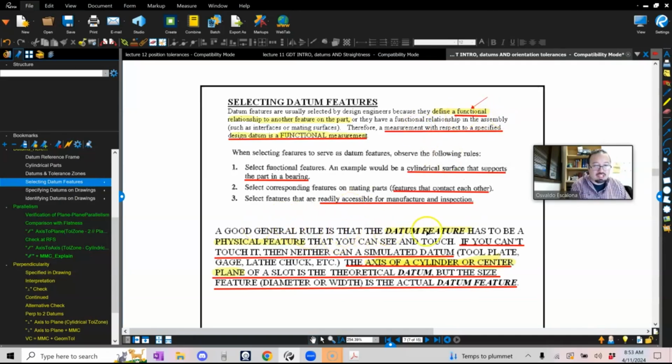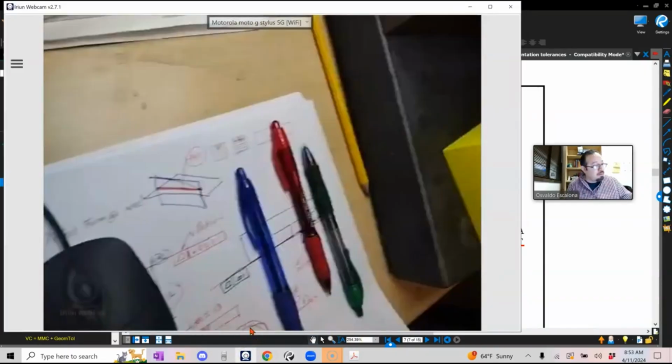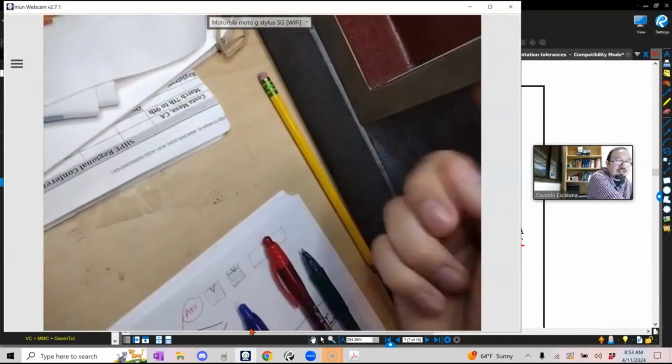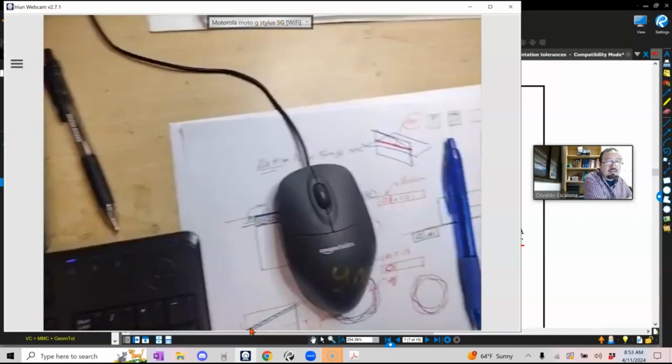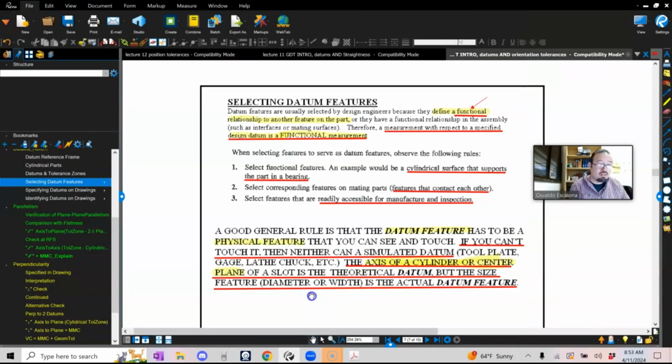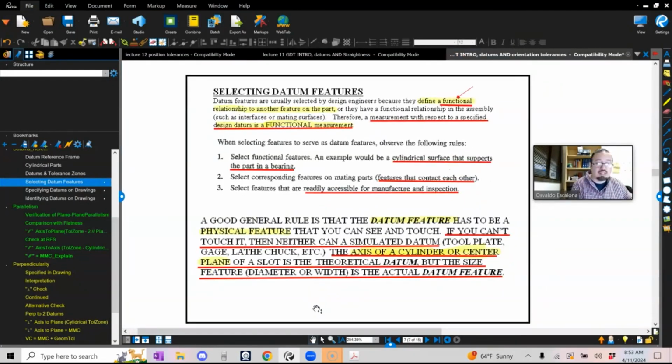A good general rule is that the datum feature has to be a physical feature that you can see and you can touch. Yes, just like an axis, you're gonna squeeze, just like the three mutually perpendicular planes. You set them up by actually placing these, right? You gotta place these and then you get your part and put it there. There has to be physical, so you can actually check it, you can actually manufacture it when you put it in a CNC.